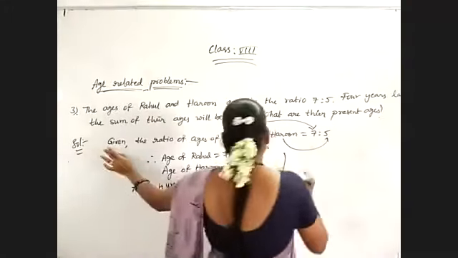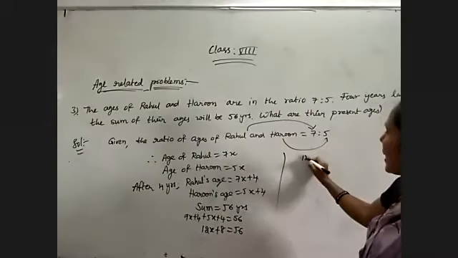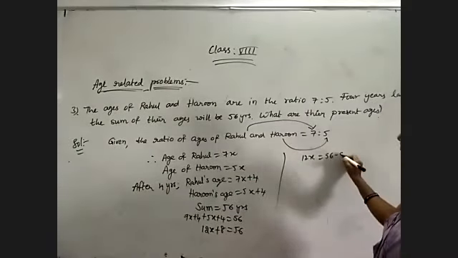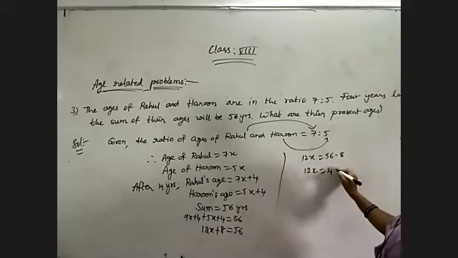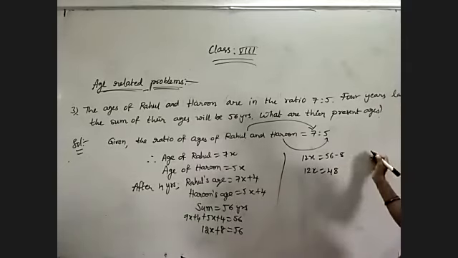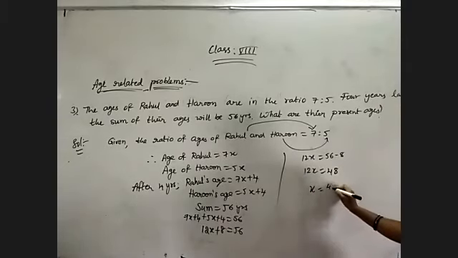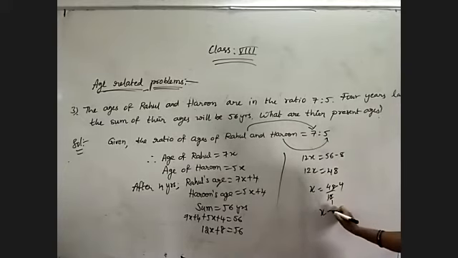Now 12x is equal to 56 minus 8. So 12x is equal to 48. Then x will be equal to 48 by 12. 12 ones are 12, 12 fours are 48. So x is equal to 4.